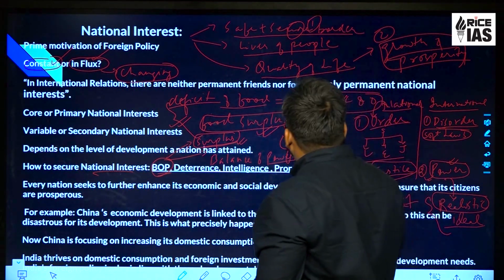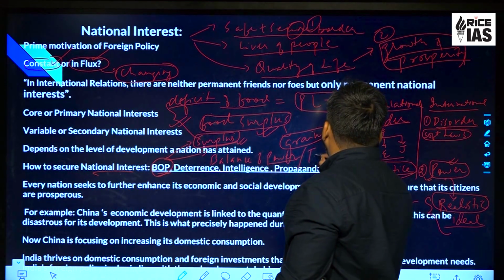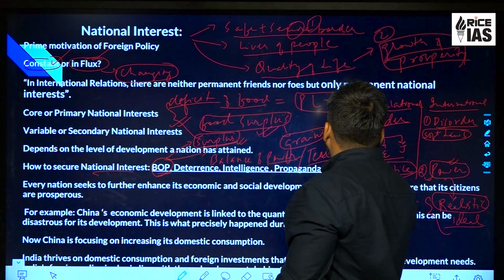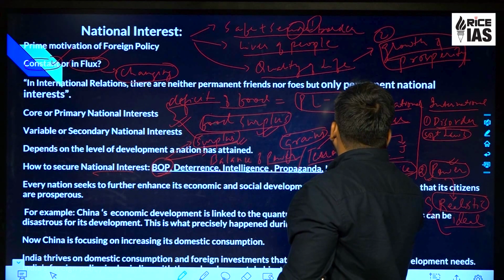Okay. So, balance of power. Sometimes it has also been called the balance of terror. Any kind of terror. Nuclear terror. Nukes.